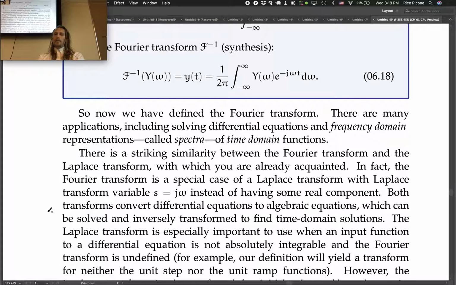Both transforms, Fourier and Laplace, convert differential equations to algebraic equations, which can be solved and inversely transformed to find time domain solutions. The Laplace transform is especially important to use when an input function to a differential equation is not absolutely integrable, and the Fourier transform is undefined. So you have to have absolute integrability for a Fourier transform, whereas the Laplace transform relaxes that requirement.